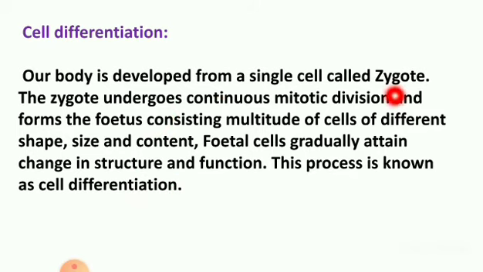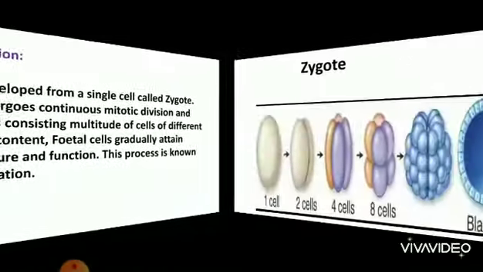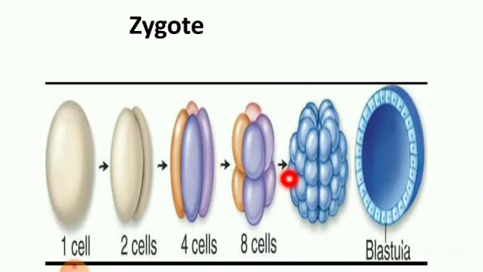So the single cell forms the zygote. The zygote is the important one in the formation of our body. So the zygote undergoes continuous mitotic division. Let us see the formation of the zygote. The formation of the zygote is from cell to zygote. This is a single cell. This is the method of formation of the zygote. This is a zygote. Finally, it attains the blastula stage.